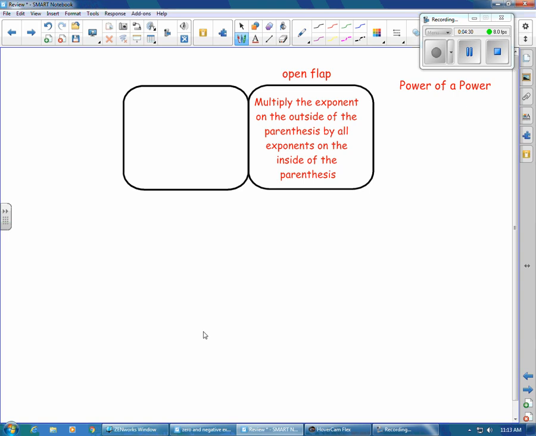Power of a power. This is something that we just recently did. What does it mean? You multiply the exponent on the outside of the parentheses by all of the exponents inside of the parentheses. So if I have x to the 3rd power all raised to the 2nd power, what this means is I'm going to have x to the 3 times 2 power, or x to the 6th power. That's how I would do that one.